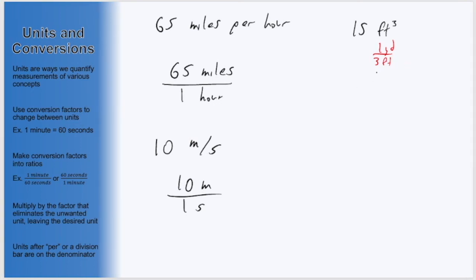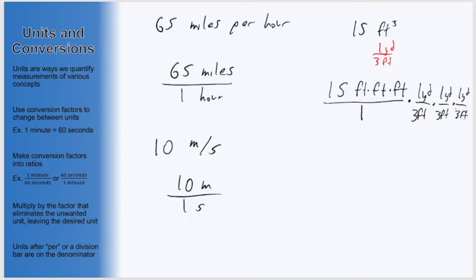To see how this works, let's write the 15 cubic feet in a ratio where the cubic feet is now written as the units of feet times feet times feet, all over 1. Writing the units out like this helps us see that in order to cancel out all 3 units of feet, we need to multiply by the conversion factor of 1 yard over 3 feet 3 times. And by doing it this way, we see that each unit of feet is canceled out on the top and bottom.